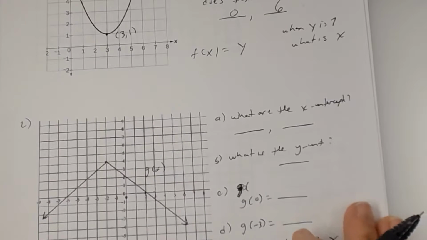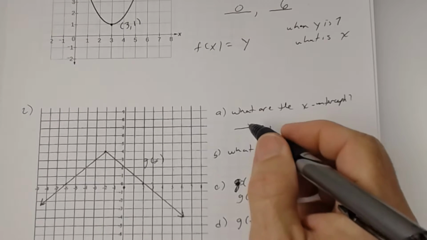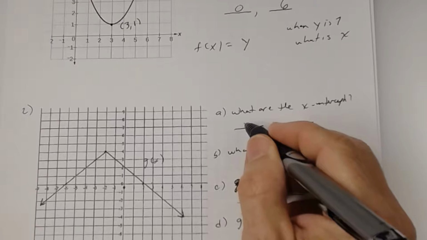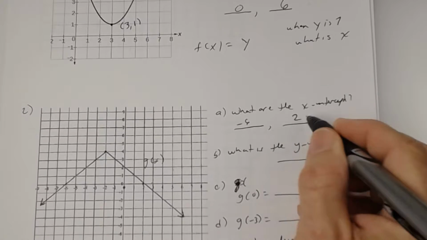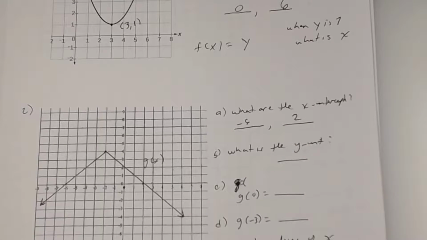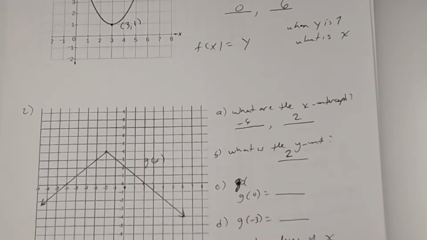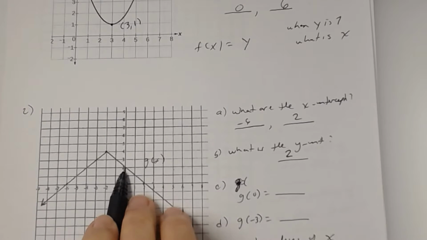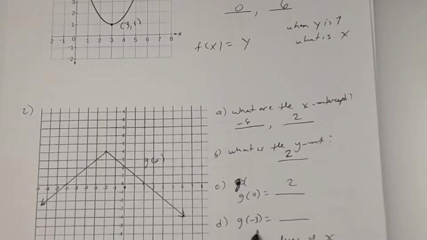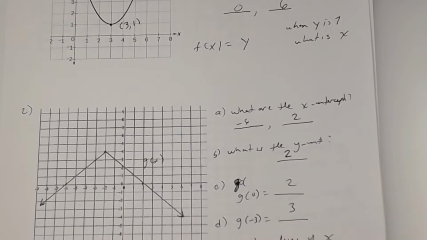All right, number 2. What are the x-intercepts? -6 and 2, right? What's the y-intercept? Oh, not the y-intercept. Positive 2. What's g of 0? When x is 0, what's the y value? 2. G of -3, when x is -3, my y value is positive 3. Good.